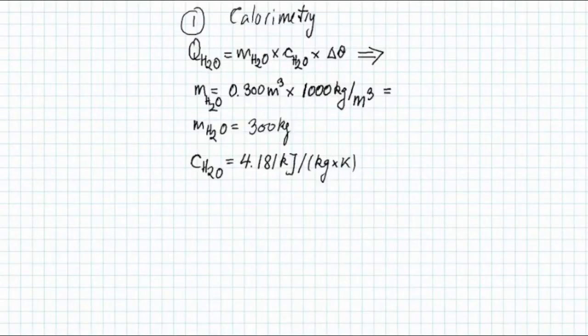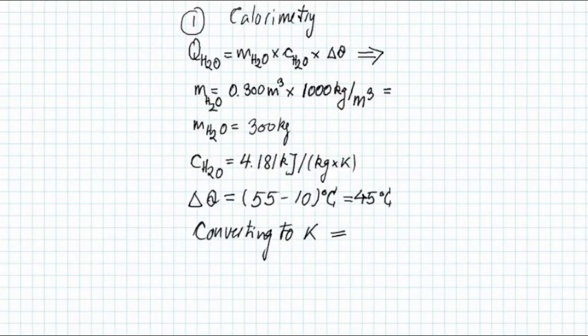I have written up the value for the specific heat capacity for water. And as you can see, I have changed it to kilojoules. Next thing is to find the difference in temperature. And remember that the inlet temperature was 10 and the final temperature was 55 degrees Celsius. So I find the difference in temperature in degrees Celsius, and that is 45 degrees Celsius.